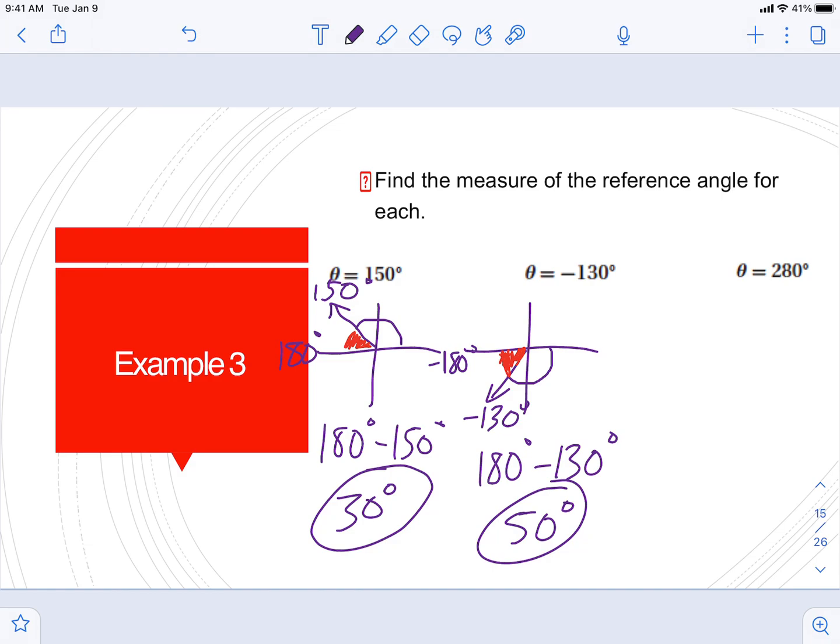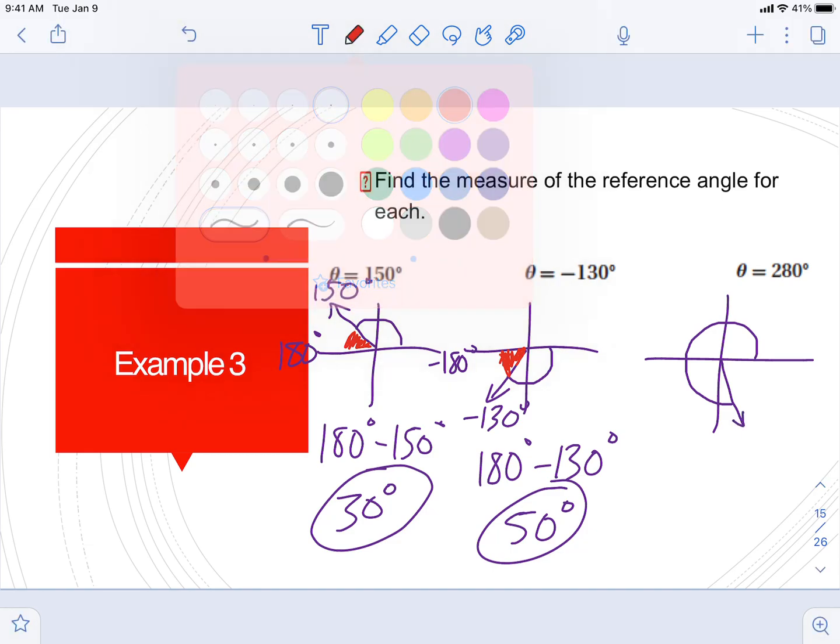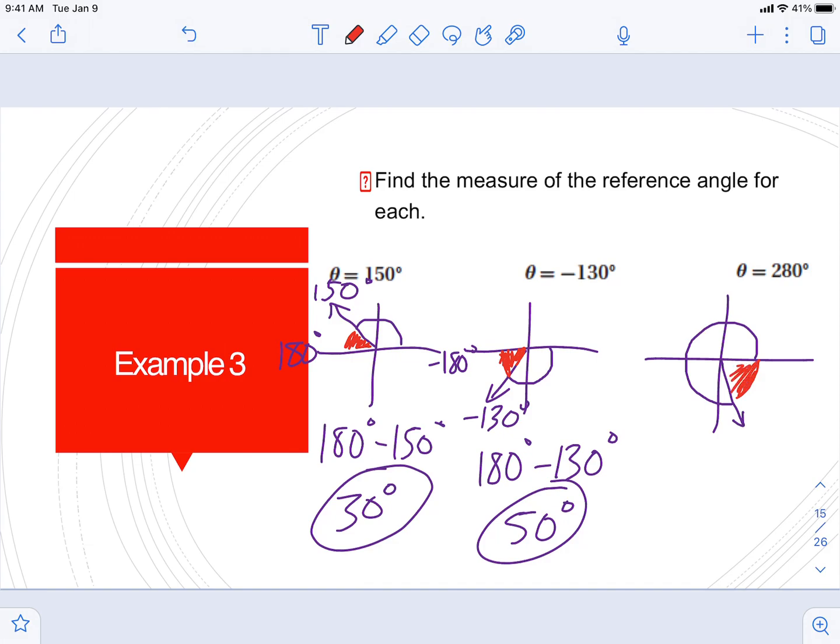All right, the other thing is these are always measured to the x-axis, and it's always the closest x-axis. So for our 280, this would be 90, 180, 270, so it's just a little bit past. A lot of students will make the mistake to say that it's 10 degrees because they will measure it back to the y-axis, which is the closest axis. But that is not the case. We want to measure it all the way to the closest side of the x-axis, which would be right there.